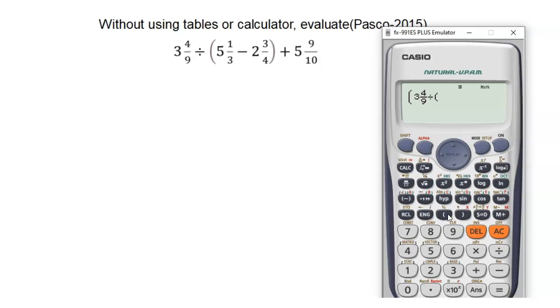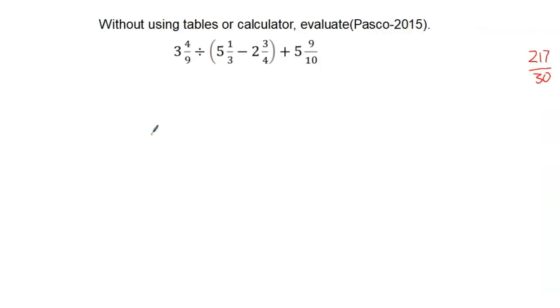You bring your brackets here, shift mixed fraction, 5 whole number, 1 on 3, and then minus that, 2 whole number, 3 on 4, close it, then the mixed fraction, shift that, got 5, push it aside here, got your 9 on 10, push it here, close it, enter, boom, that gives you the answer. So that's the answer that the calculator is giving us. So this is an improper fraction. We will simplify it later. Okay, so it's giving us 217 on 30.